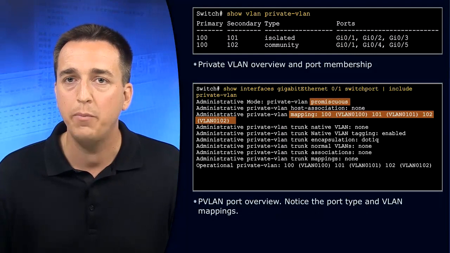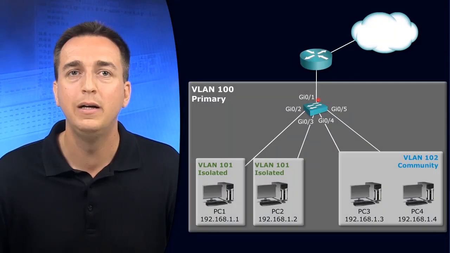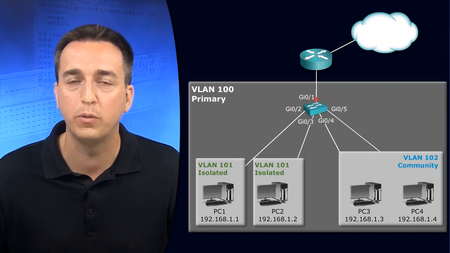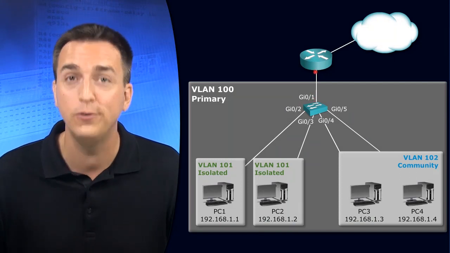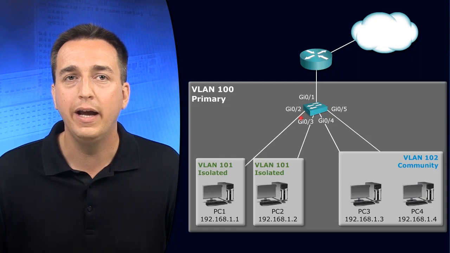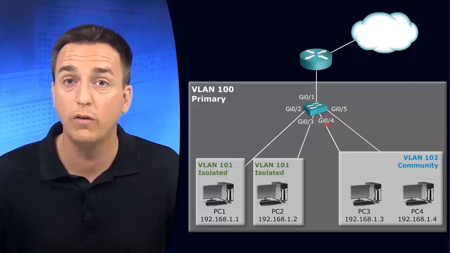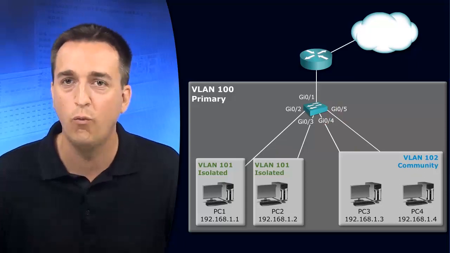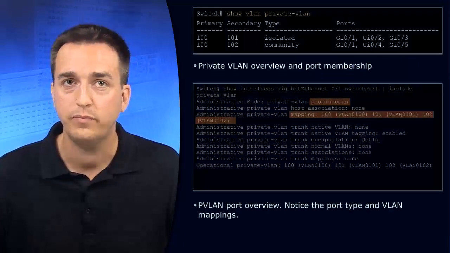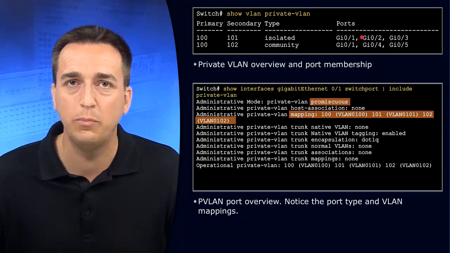So if we examine the topology that goes along with this configuration example, there's gigabit 0/1, the promiscuous port, pointing up to the default gateway. And gig 0/2 and 0/3 are in the isolated VLAN 101, and gig 0/4 and 0/5 are in the community VLAN of 102. So that's what we see in this output here.